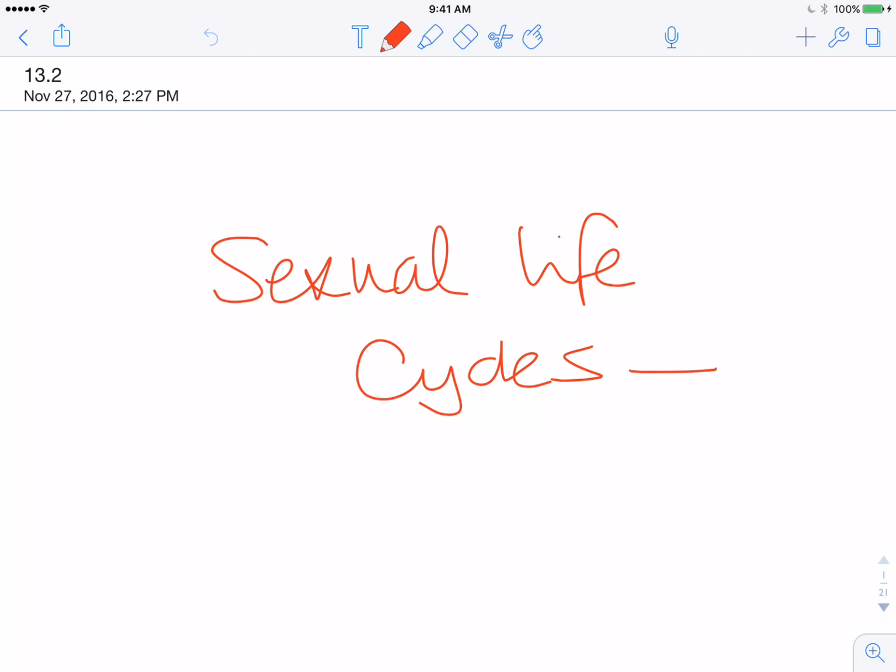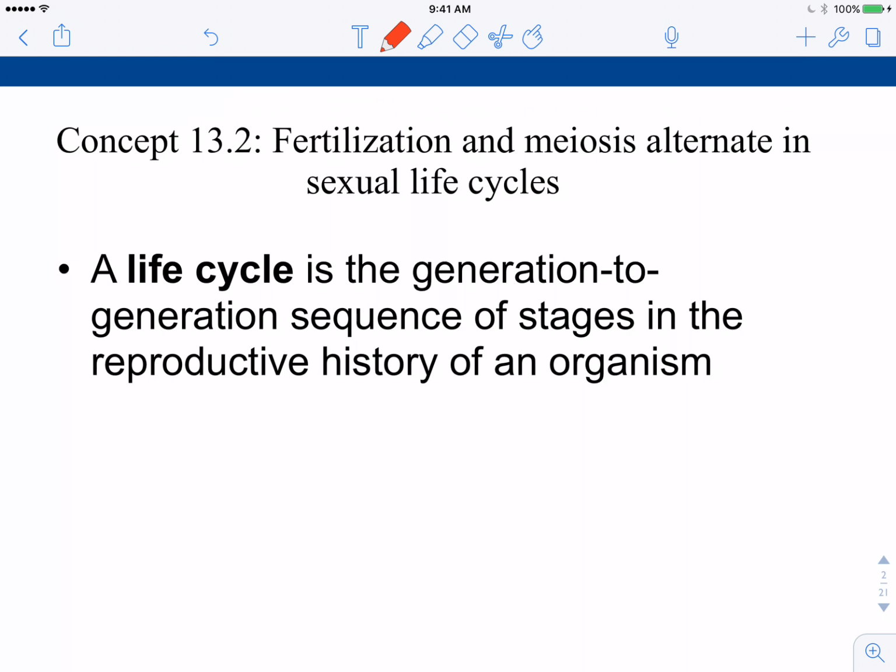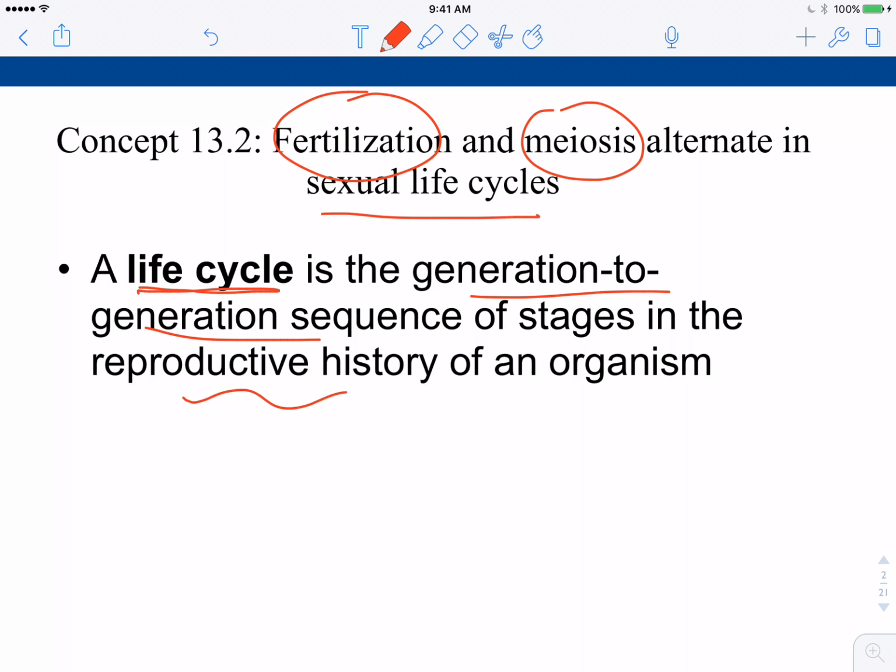In our second screencast in chapter 13, we're going to go into a little bit more depth in sexual life cycles and also get us geared up to start talking about the phases of meiosis. So in sexual life cycles, you alternate between fertilization and meiosis. So we're going to talk about those topics a little bit later on. And first talk about what a life cycle is: a generation to generation sequence in the reproductive history of an organism. So basically birth, adult, reproduce, birth, adult, birth, youth, grow up, reproduce, etc.